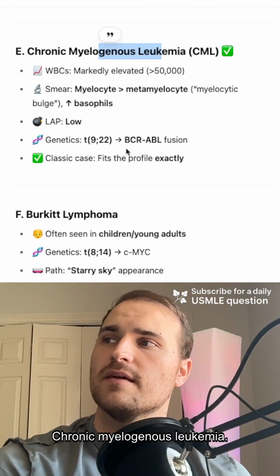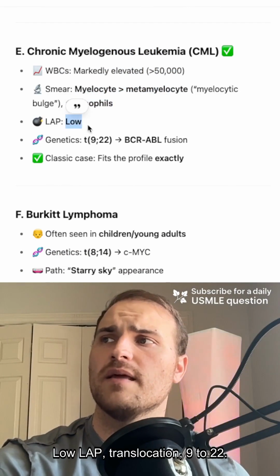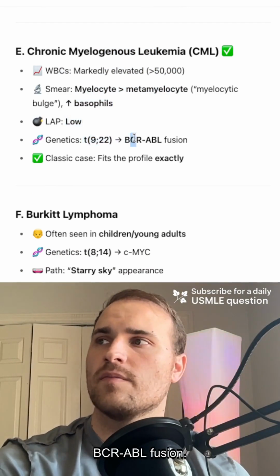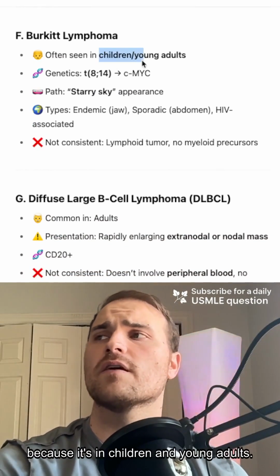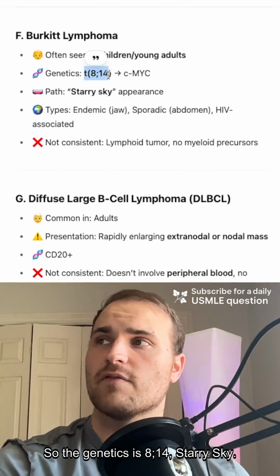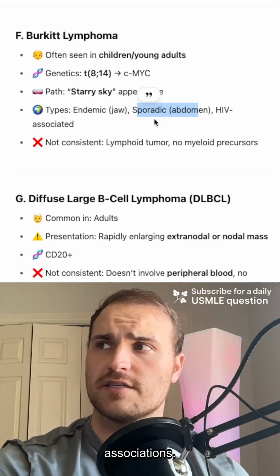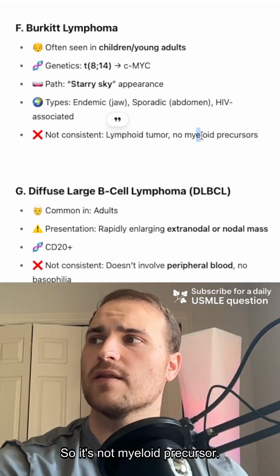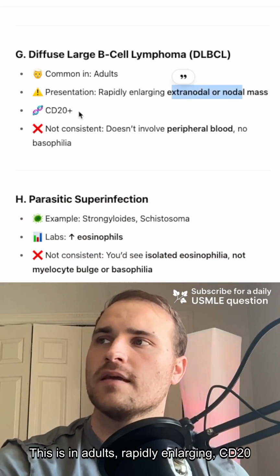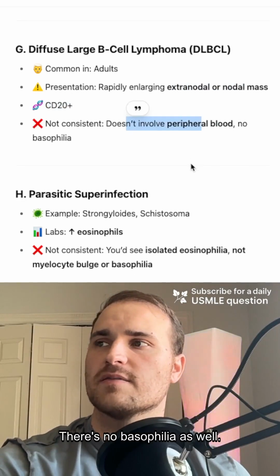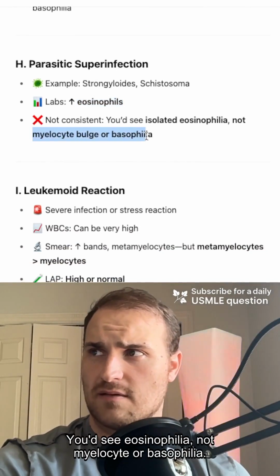Chronic myelogenous leukemia, yep, white blood cells are elevated, myelocytes, increased basophils, low LAP, translocation 9;22, BCR-ABL fusion, that's good. Burkitt's lymphoma, I like to call it Burkitt lymphoma because it's in children and young adults. So the genetics is 8;14, starry sky. If it's endemic, you see the jaw and the sporadic in the abdomen. HIV associations. That's also a lymphoid tumor, so it's not myeloid precursor. Diffuse large cell B lymphoma. This is an adult, rapidly enlarging, CD20 positive. There's no basophilia as well, so it's not that. Parasitic infection, that's increased eosinophils. You'd see eosinophilia, not myelocyte or basophilia.